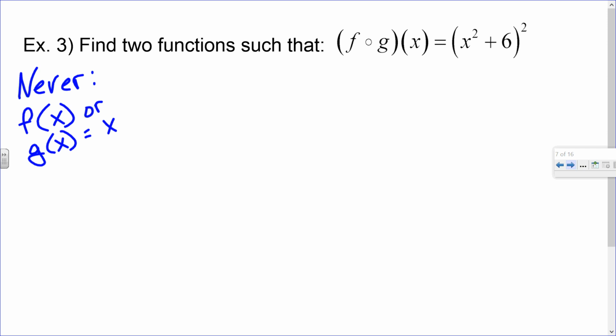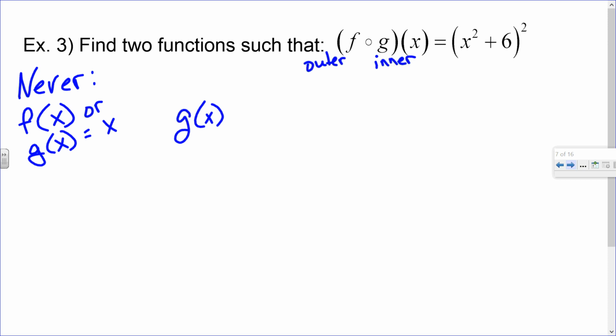So we're going to look at this. This means g needs to be the inside one, and f needs to be the outside one. So I want you to look at this, x squared plus 6 all squared, and come up with an idea of what might be the smaller piece somewhere on the inside that we might do first. What looks to you, as you look at that, like it might be an inside function? There is more than one way to do this. Jack, you have an idea?